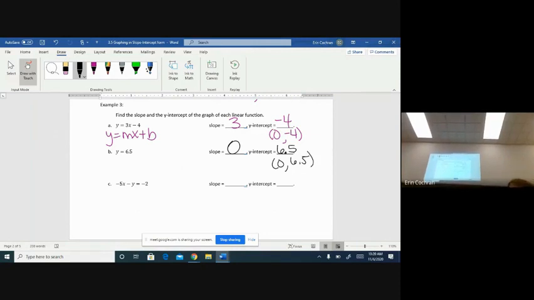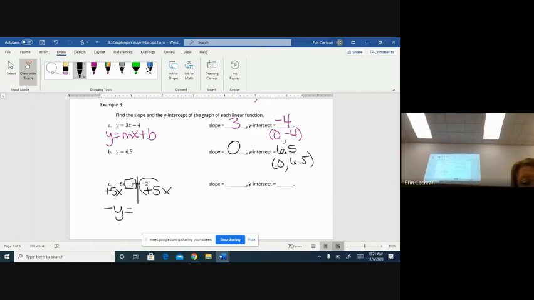Ooh. What's wrong with C? It is not in slope-intercept form, is it? But can we rewrite this as y equals? Yeah, we know how to do that, guys. So let's solve for y. How do I take a negative 5x to the other side? Add it. So what's negative 5x plus 5x? Cancels, and I'm left with negative y.